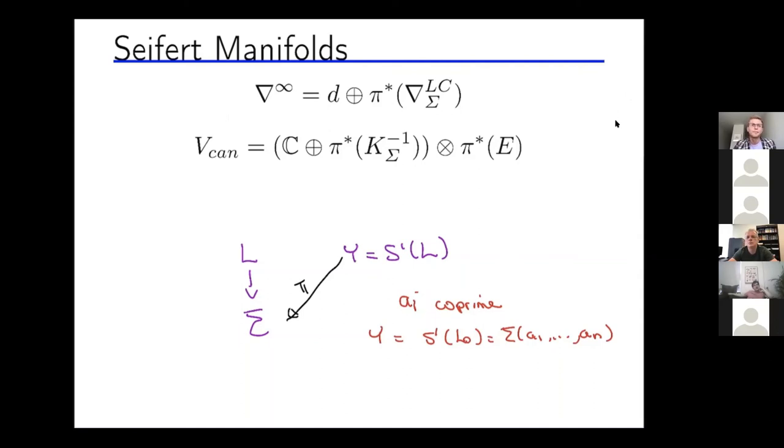And there's a canonical, again, even if you're working on an integer homology sphere, as I said before, there's just a unique spin^c structure up to isomorphism, but there's a nice way to write it so that it interacts nicely with the Seifert structure. So that's what I'm calling V_can in this case, where there's this map pi, the projection map, and you pull back the anti-canonical bundle of the orbifold Riemann surface, and you take the pullback of a U(2) bundle over the orbifold Riemann surface. And again, you follow the same philosophy, and you look at the solutions to the SO(3) monopole equations here.